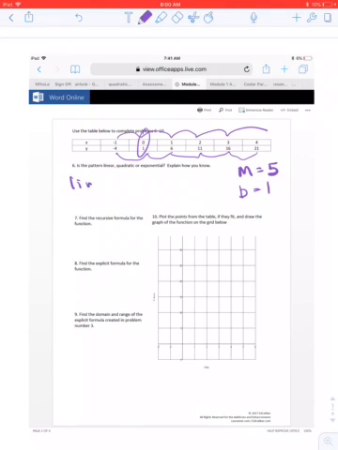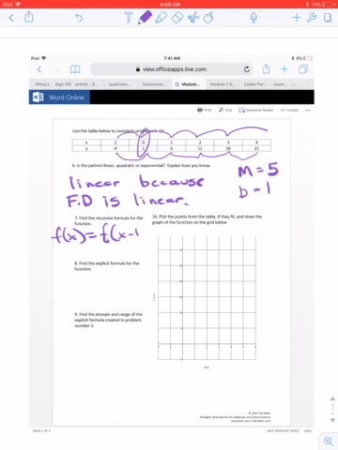So it's linear because the first difference is constant, or is 5. What's the recursive formula? F of x is equal to f of x minus 1 plus 5. So to get the next one, we take the one before it and add 5. The explicit formula is equal to 5x plus 1. And you can just plug this in along here. You can see it works every single time.